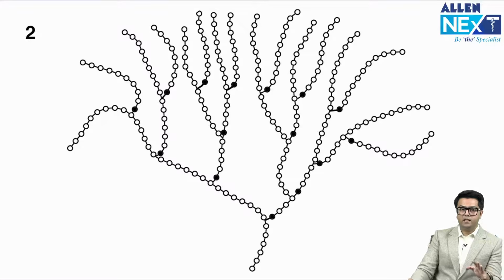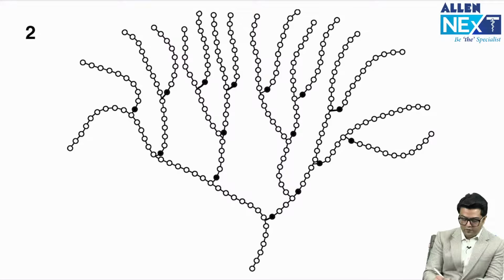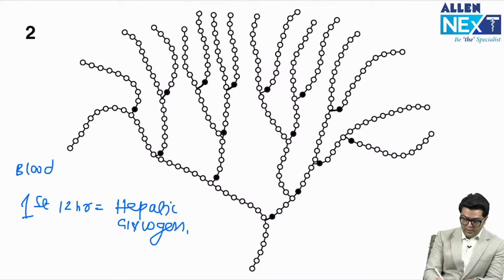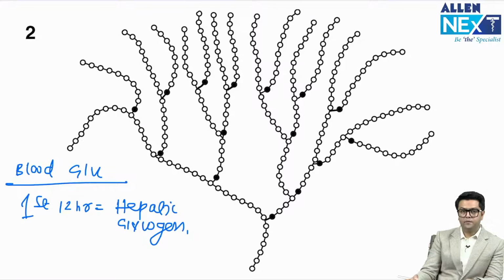Okay guys, look at this figure. You can easily say this is the figure of glycogen, right? So glycogen is stored in our liver and the muscles, and it is the source of glucose for the first 12 hours, right? So guys, what is the source of the glucose for the first 12 hours? That is hepatic, only the liver glycogen, right? Liver glycogen.